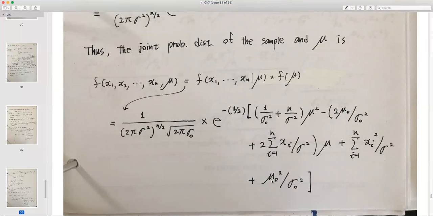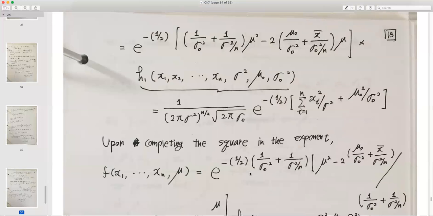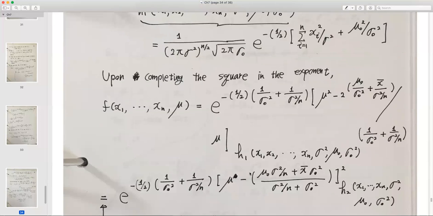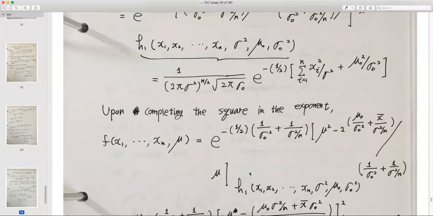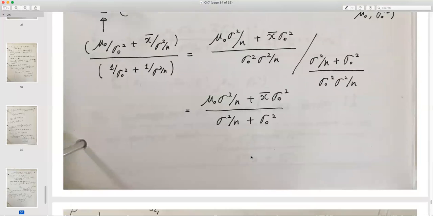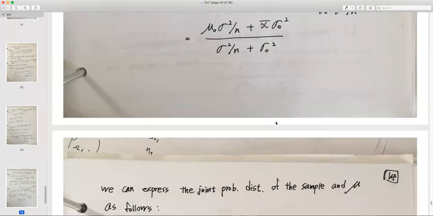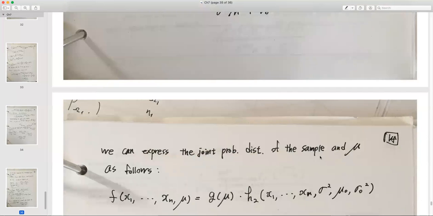And then we need to simplify it, right? So we simplify, and we're going to get this. Yeah, love the algebraic expression, right? So please read this one carefully, okay? Follow this, then we're going to get this one: mu0 sigma square over n plus x bar sigma0 square, over sigma square over n plus sigma0 square. Okay. So now here we can express the joint probability distribution of the sample and mu as follows.